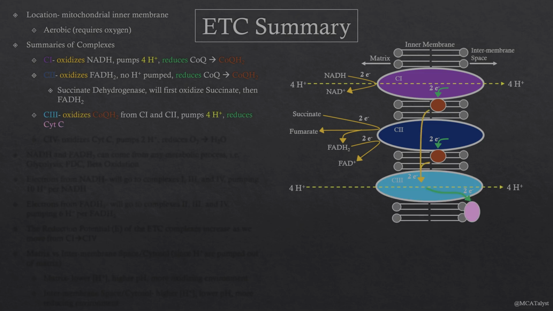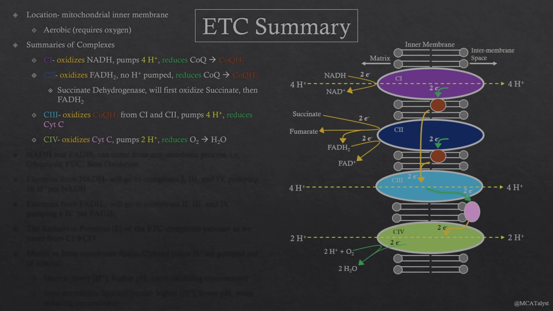Complex 3 will be oxidizing this ubiquinol that we got from complex 1 and 2. It is then going to pump 4 protons, and then it's going to pass those electrons on to cytochrome C. Cytochrome C is then going to be oxidized by complex 4, which will pump the last 2 protons that we can get out of those electrons, and then it will use that final electron acceptor in oxygen, thus also emphasizing why it's important that the electron transport chain is considered aerobic. It is going to reduce oxygen into water.